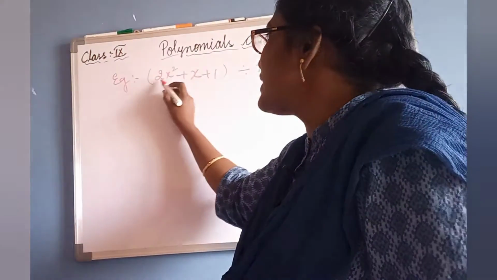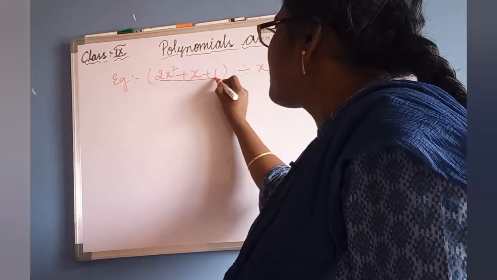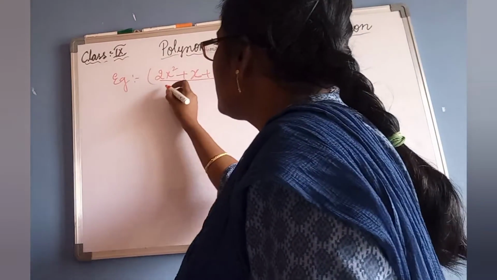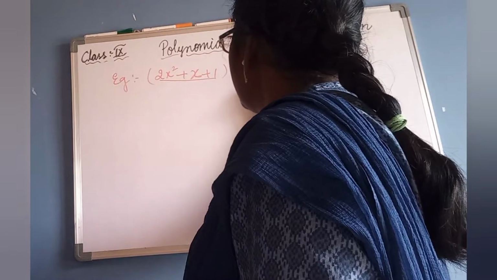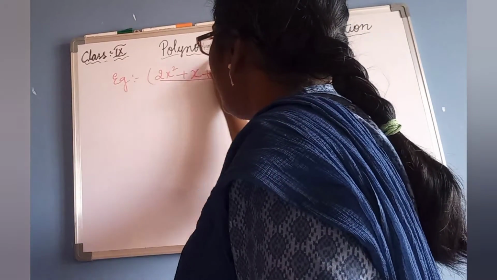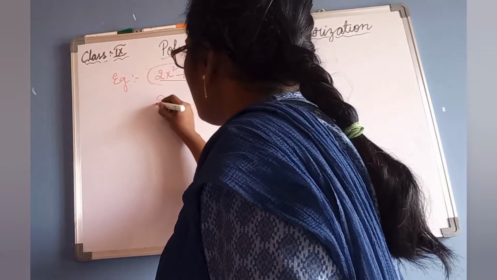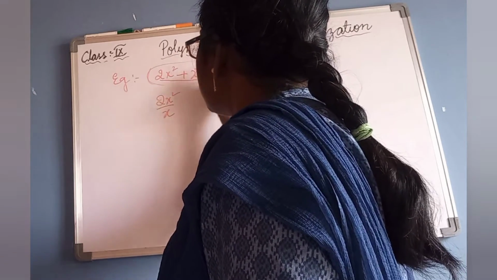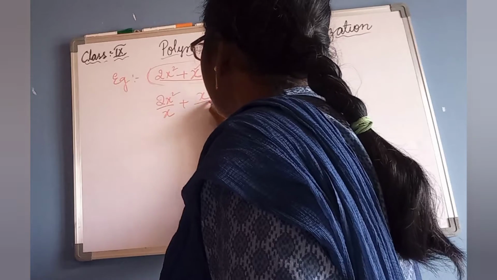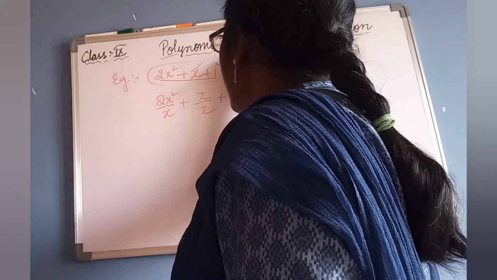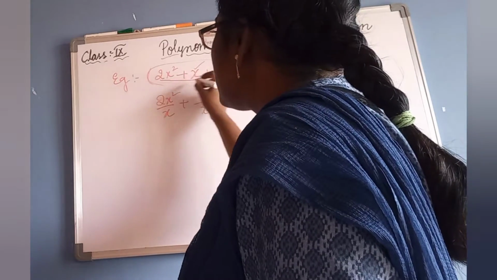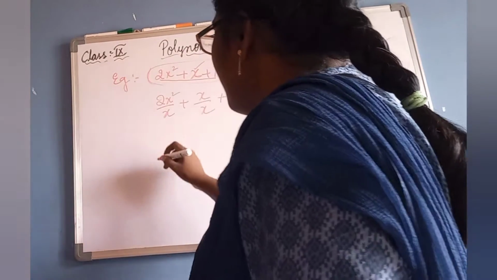Let us take one example, 2x square plus x plus 1, which is divided by x. Now how to solve it? So this x is dividing the whole expression. Now 2x square divided by x, plus x divided by x, plus 1 divided by x. That means this x applies to each and every term in the given expression.